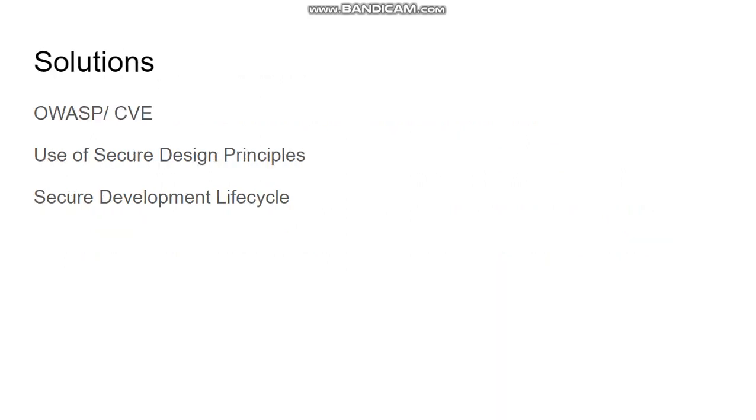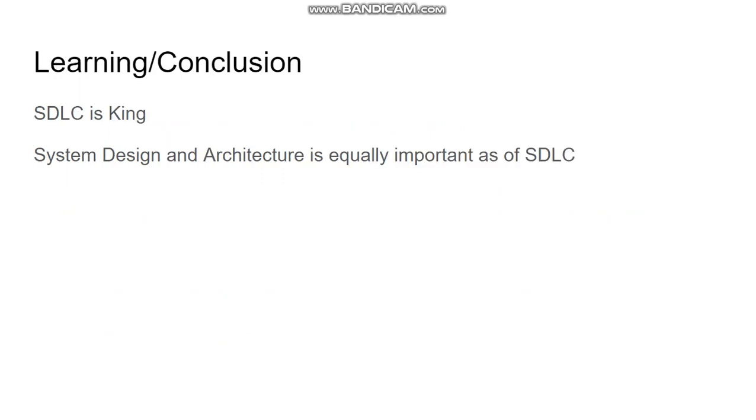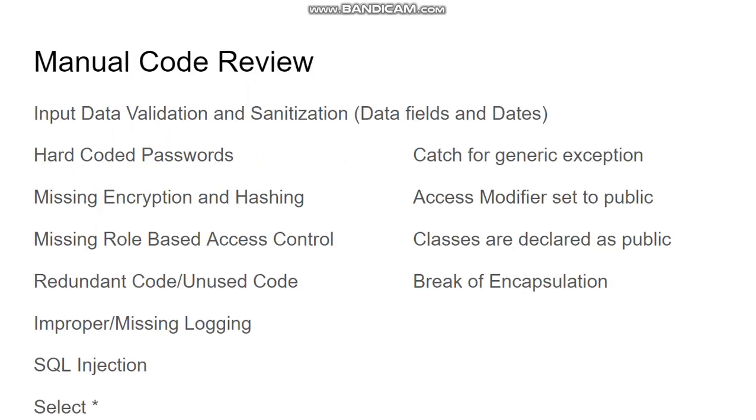The solution for this is basically to follow the OWASP Top 10 vulnerability standards and use the Common Vulnerabilities and Exposures database. Based on that, secure it. Use secure design principles and the secure development life cycle; SDLC is king. But with this, there was also an insight: as SDLC is important, so is the software design, and there were many flaws revolving around the design of the software. That's it. Thank you.